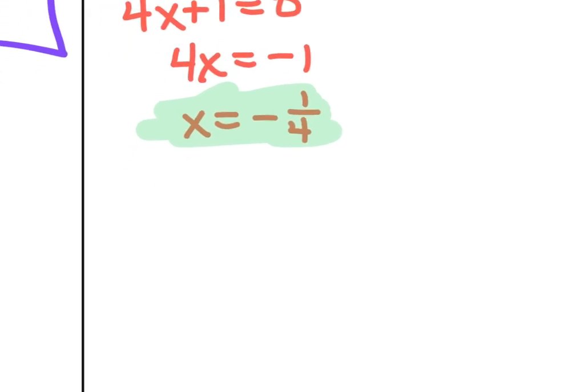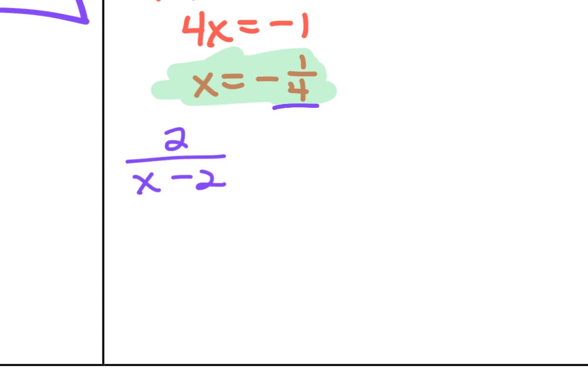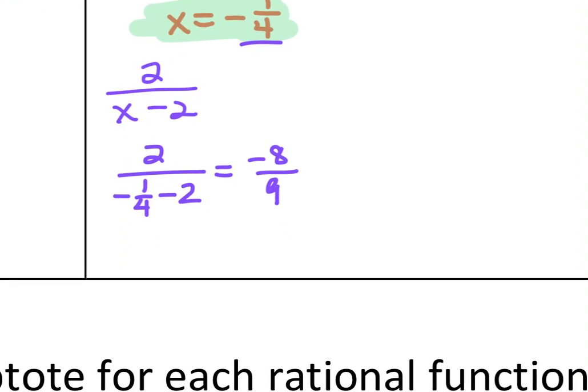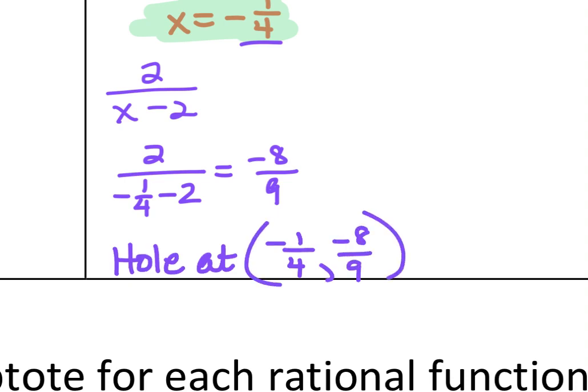So I've got 2 over x minus 2, and I'm going to substitute the negative 1/4. So 2 over negative 1/4 minus 2, and all of that equals negative 8/9. So that's the y value of your hole. And so my hole is at negative 1/4, comma, negative 8/9.